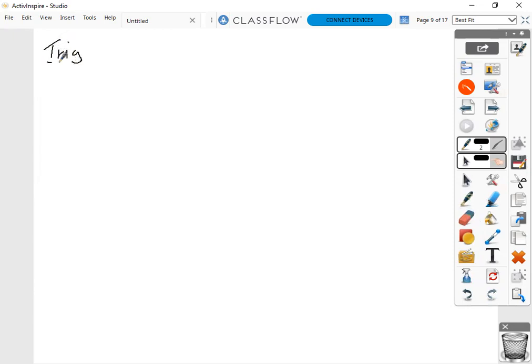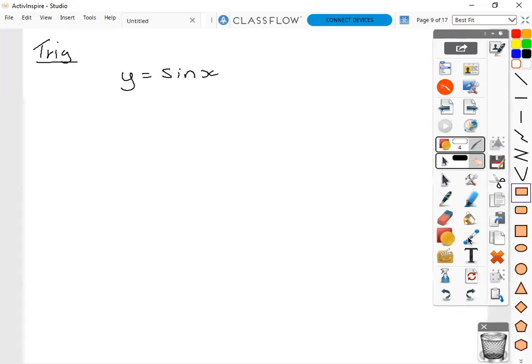Hopefully we've managed to have a wee look at these. They come in the most basic formats: y equals sin x, y equals cos x, and y equals tan x. Okay, so y equals sin x.